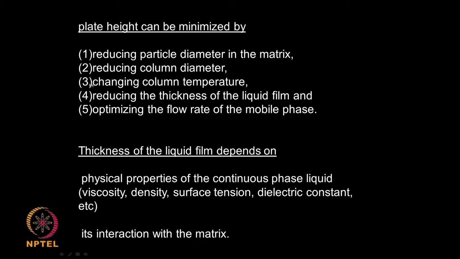Reducing column diameter, changing column temperature, reducing thickness of the liquid film that is forming on the packing, optimizing the flow rate of the mobile phase. So, all these can reduce the plate height. I said thickness of the liquid film, so that depends on the physical properties of the continuous phase like viscosity, density, surface tension, dielectric constants, interaction with the matrix and so on actually. So, all these are issues which can affect the plate height.